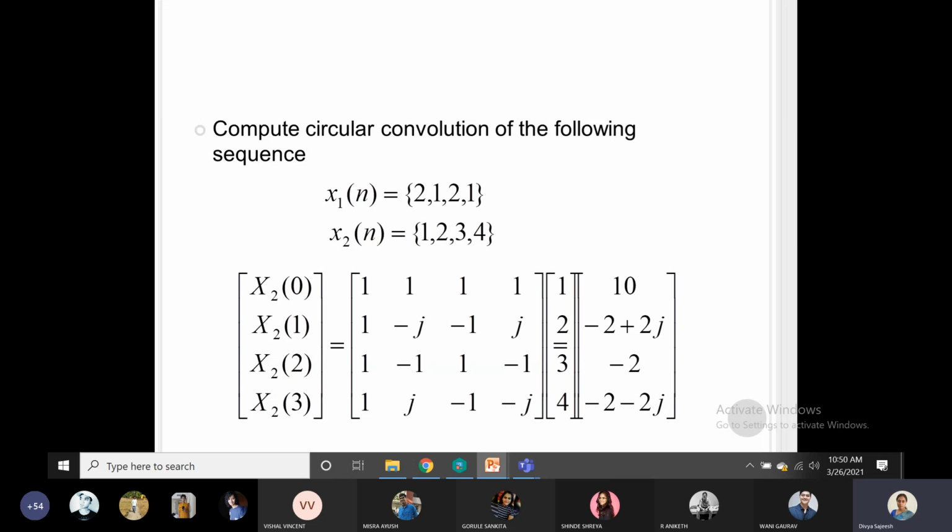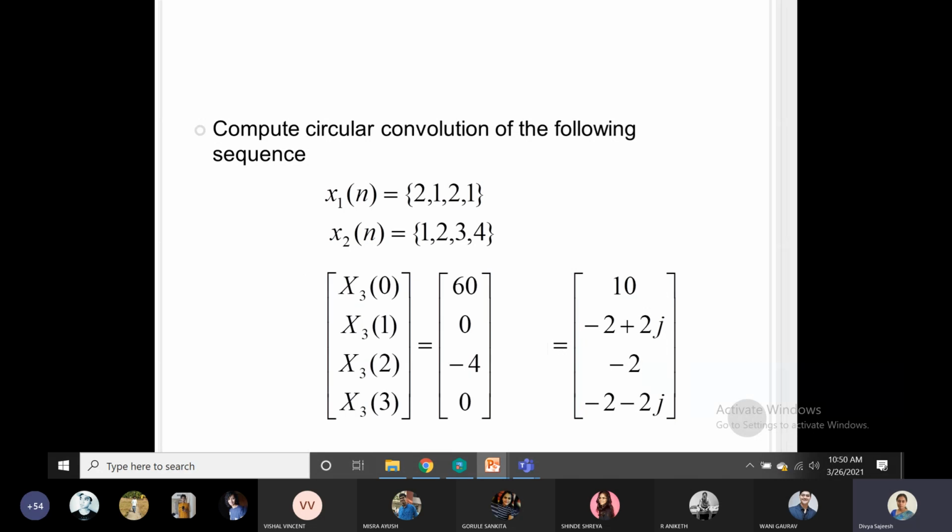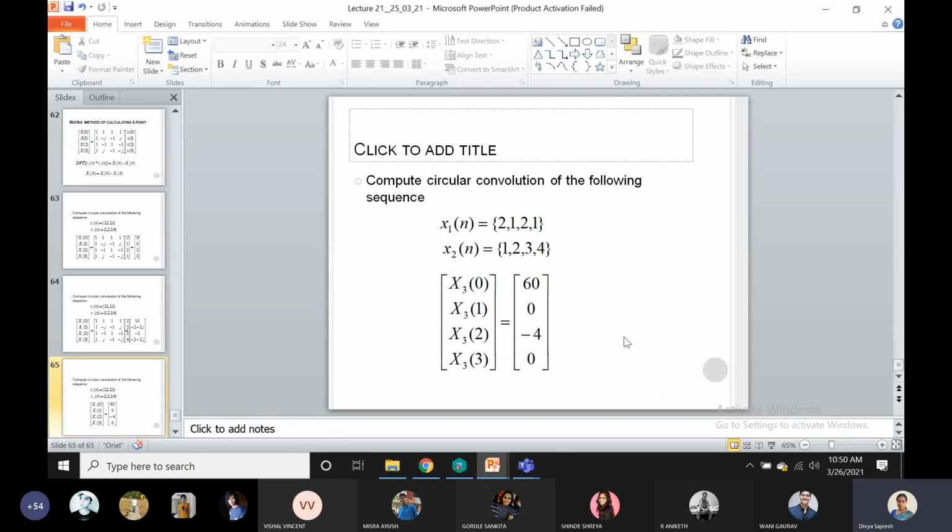Then you did the DFT of x2 of n, that is 1 2 3 4 is the element. So you will get 10, minus 2 plus 2j, minus 2, minus 2 minus 2j. Then finally you will do the x3, which is x1 of k into x2 of k, which is 60, 0, minus 4, 0. Okay, so I hope you all understood this.